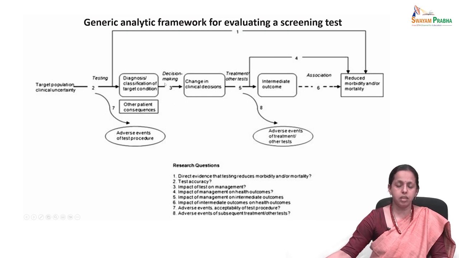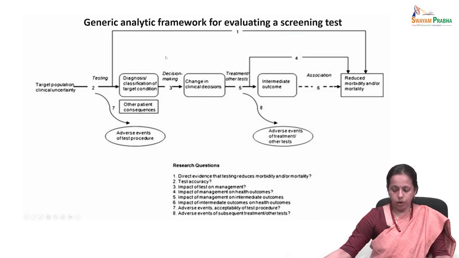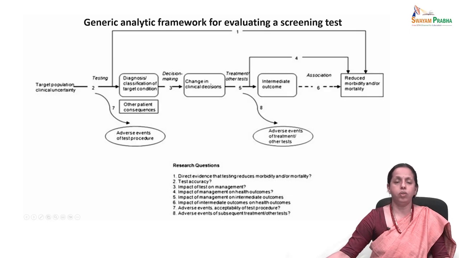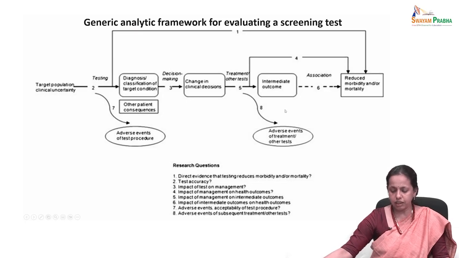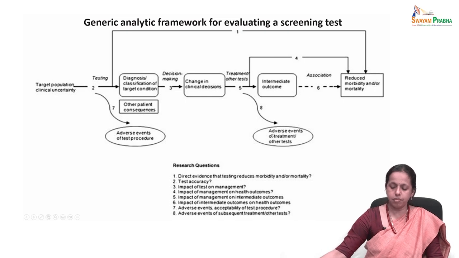Can we communicate this decision? Then what is the change in clinical decisions? Are we going to treat them? Are we going to counsel them? Of course, you're going to treat them, but are you going to counsel them further, and how do you go ahead with that? Then what are the treatment strategies, the regimens? Then what is the impact of intermediate outcomes on your health outcomes? Then adverse events: what are these?